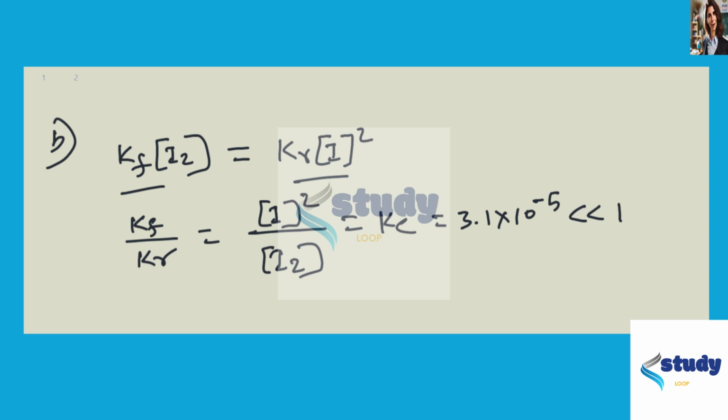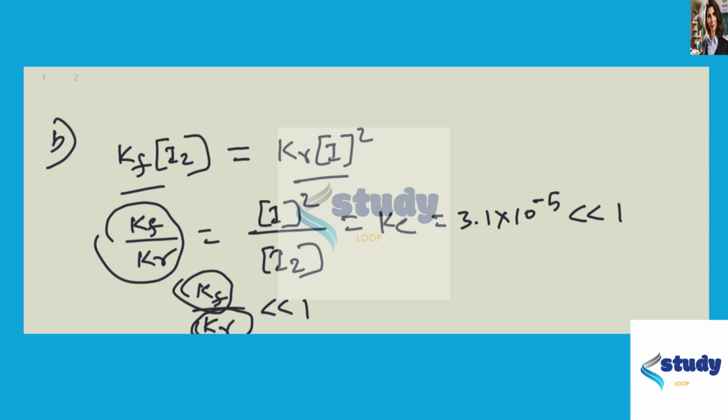That means this ratio, the forward rate constant over the reverse rate constant, has a value which is very much smaller than 1. That means Kf is smaller than Kr, or the reverse rate constant is larger than the forward rate constant. So the answer to part B is that the reverse reaction rate constant is larger than the forward reaction rate constant.